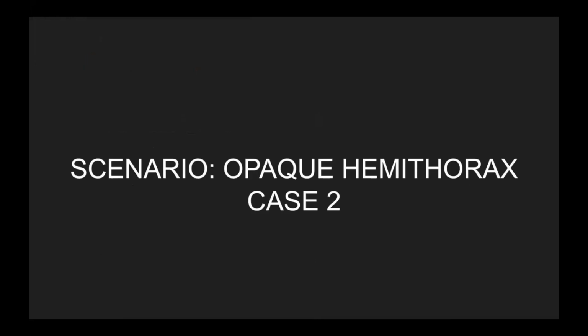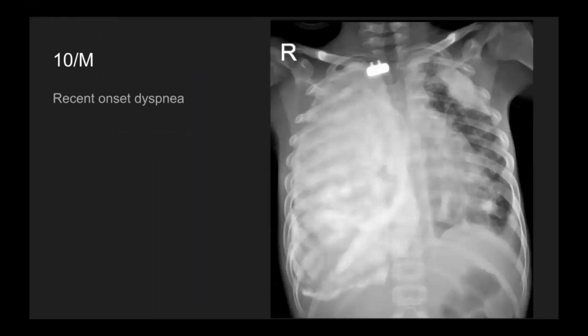Now, coming to opaque hemithorax, second case. He is a relatively older child compared to the previous child, a 10-year-old boy who had a recent onset of dyspnea. There were other specific symptoms, which I am not telling right now. But if we look, what do you think is the specific characteristic of the opaque hemithorax?